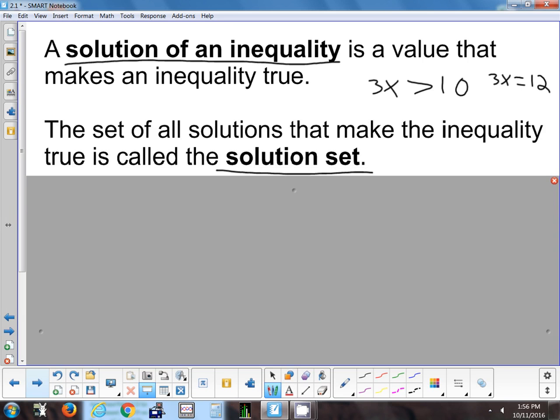Okay? And if we're trying to describe all the numbers that work, every single number that you could plug in for x here and have it work, that's called the solution set. Okay? And that goes on your second line on your notes. Right after where it says the inequality, the set of solutions that make the inequality true, that is called the solution set.